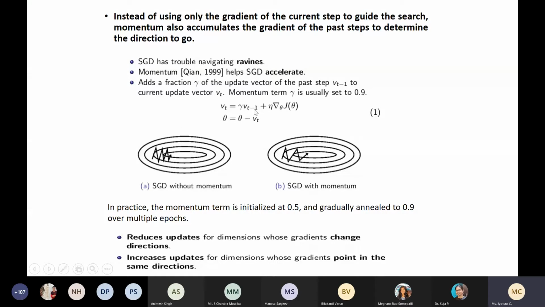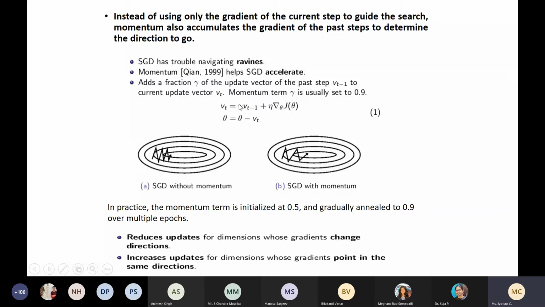What will be the previous Vt minus 1? That is the previous Vt. What will be the previous Vt? Again, it will have the previous learning rate into gradient term. Yes or no? So it is accumulating all the previous gradient descent. The momentum term decides how much it needs to accumulate. That means if the gamma term, the momentum term, is 0.5, it means 0.5 into the previous Vt, which means how much of the previous Vt you need to consider.